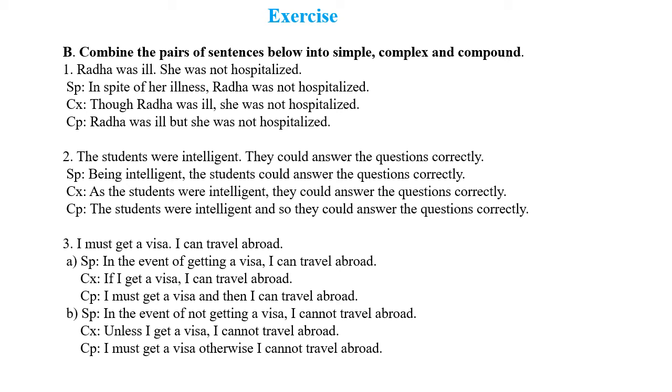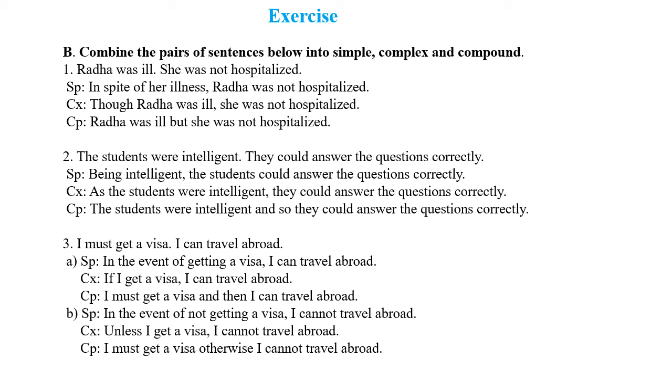For complex, we have to put simply as before the two sentences. For compound, remove as and put and so. That's all. The students are intelligent and so they could answer the questions correctly. Third sentence, I must get a visa, I can travel abroad. So if I get a visa, I can travel abroad.